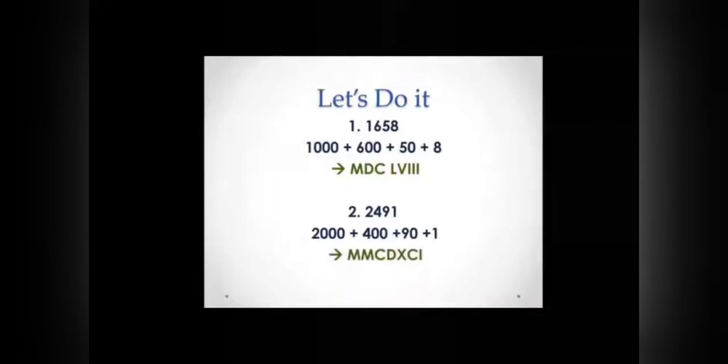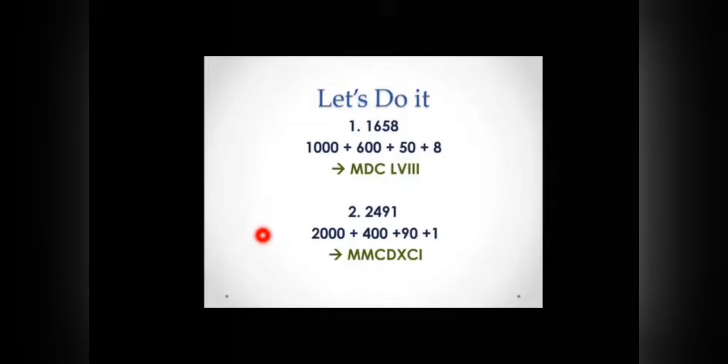So always break the numbers and then try to write in Roman numerals. Let's see another example. It is 2491. Again here, try to break the number. So I'm going to write it as 2000 plus 400 plus 90 plus 1.